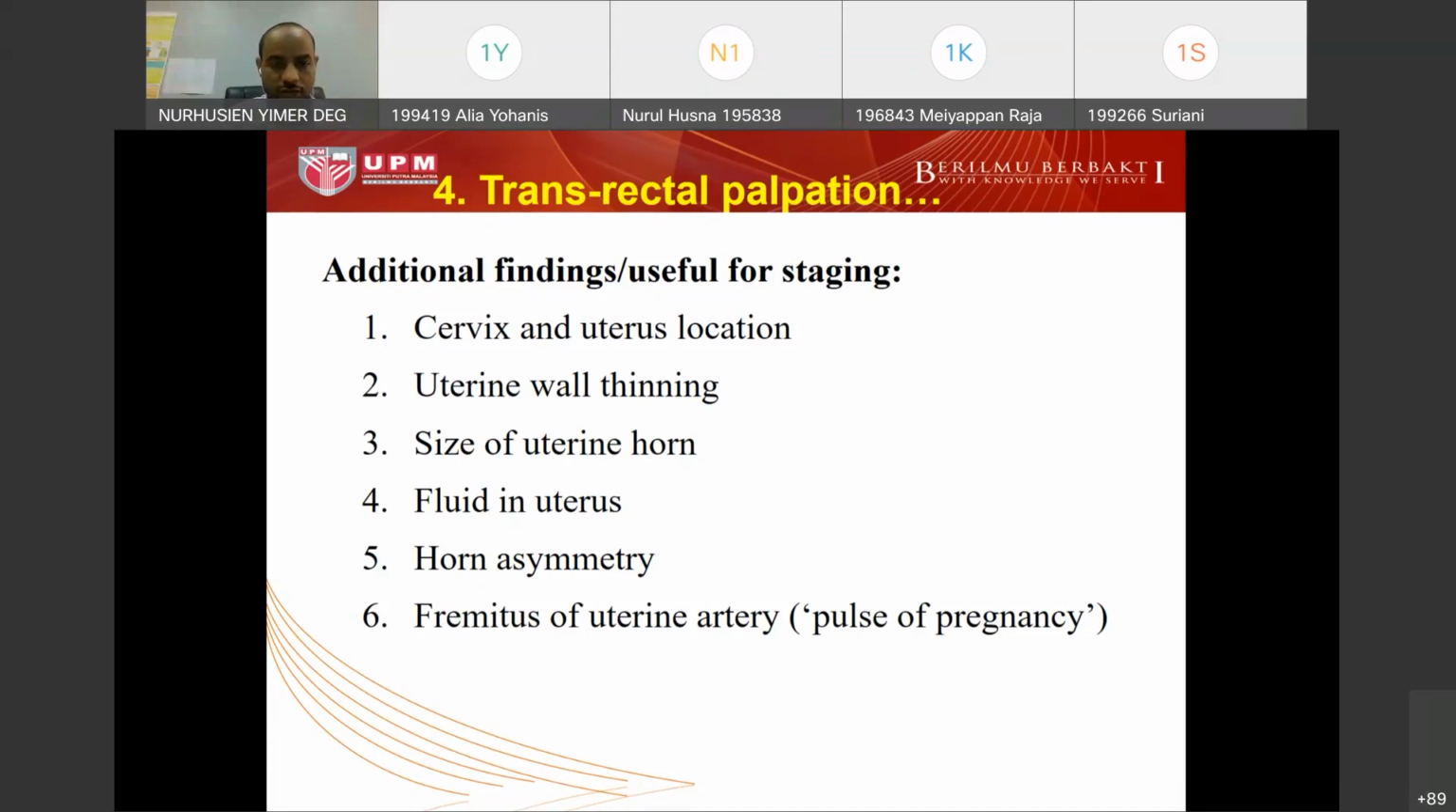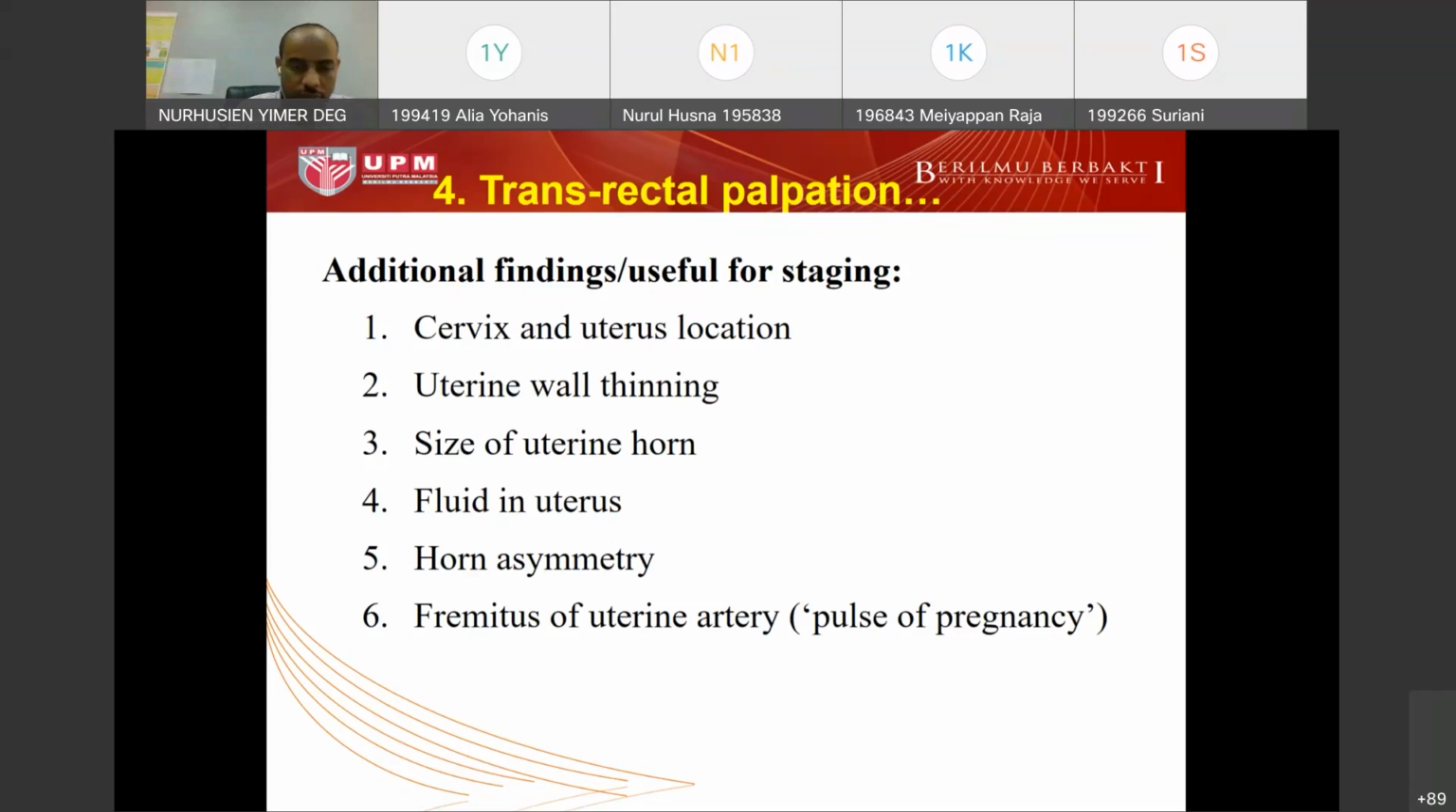So please refer back to your basic anatomy for the pelvic cavity and also for the reproductive tract. And the thinning of the wall of the uterus as the stage of pregnancy advances is another important, additional important information that can help you to estimate the stage. The size of the uterine horn can also help you to get a better idea as to the stage of pregnancy. The presence of fluid in the uterus, how much fluid you have inside, the asymmetry of the uterine horn, because when there is a gravid uterus, the non-gravid part of the uterus will be different in terms of size from the gravid portion.